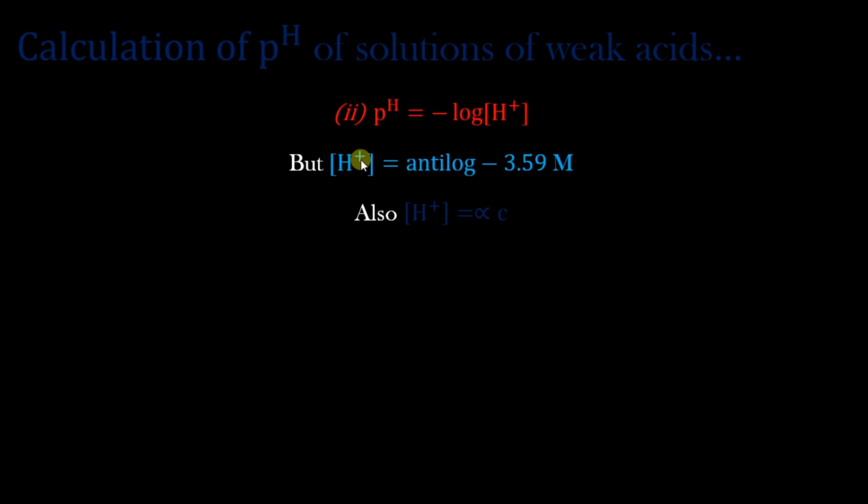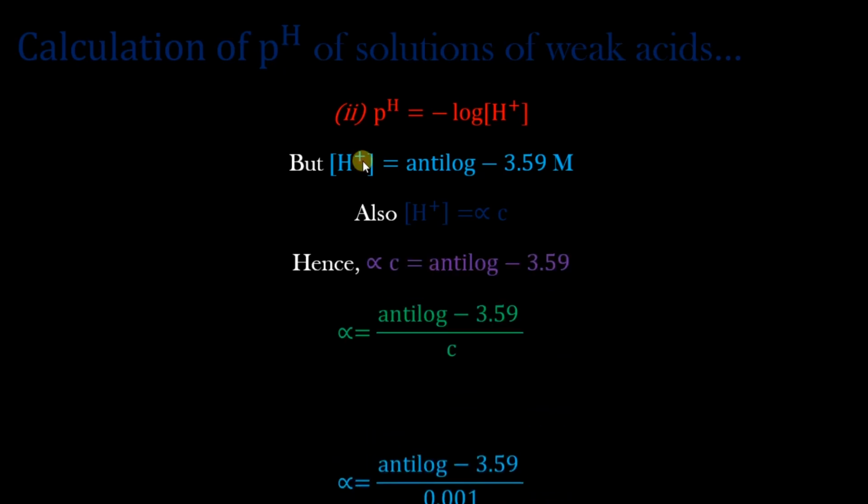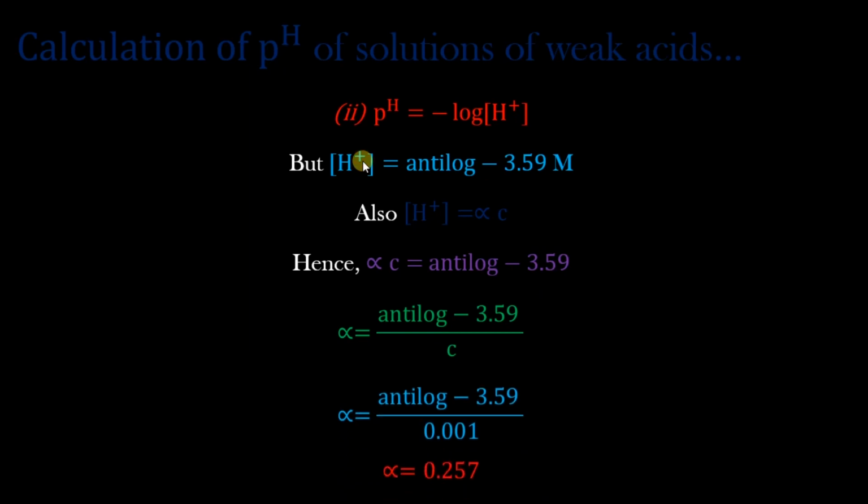But if you are following this method, what you simply do is equate alpha C to antilog of negative 3.59, and then you divide by the value of C, which is 0.001. So we substitute there, and we come up with the value of alpha as 0.257, which is equivalent to 25.7%, which means 25.7% of this benzoic acid can dissociate to produce the ions.